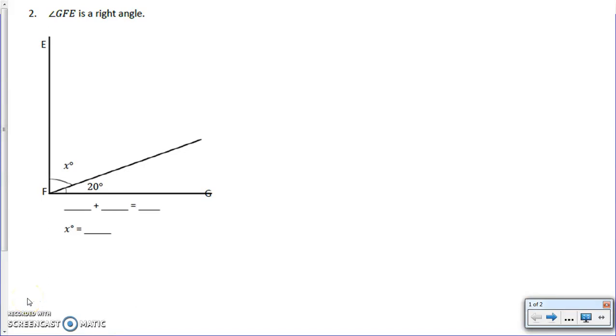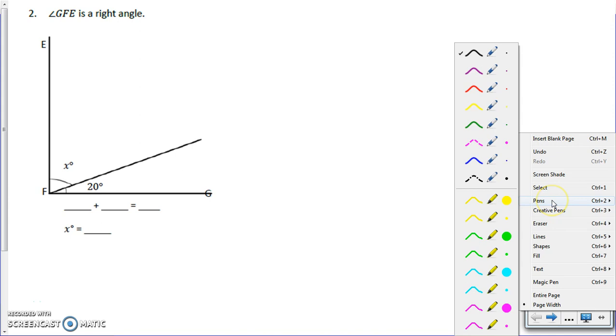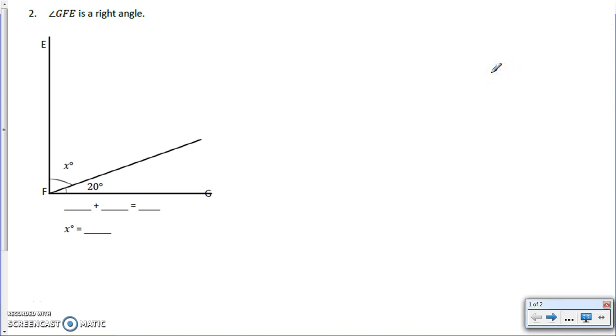For this lesson, we'll be doing Module 4, Lesson 10. We're going to start by looking at an angle that's already been drawn for us, and we're going to have to write an equation to help us solve for it. So, question 2 says angle, remember, this symbol equals angle.